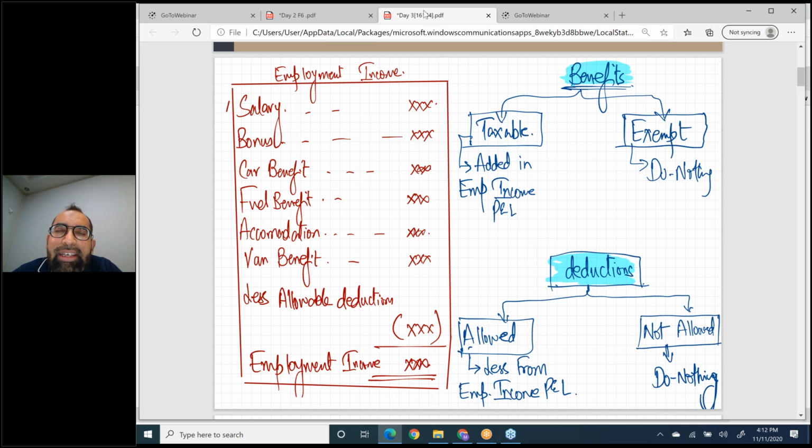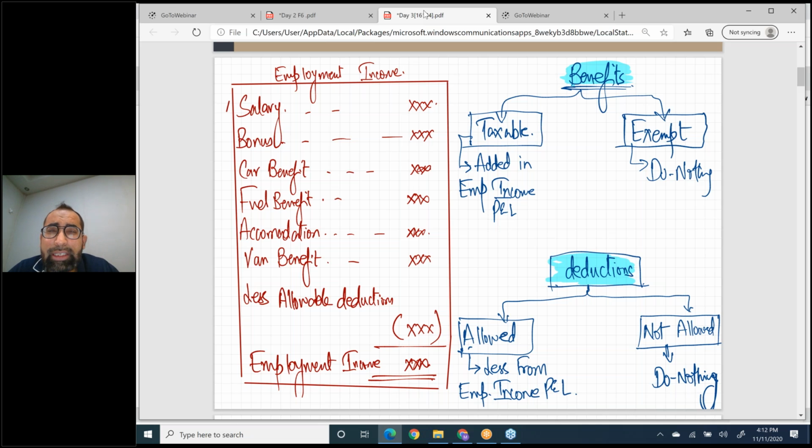What is the treatment of exempt benefit? For taxable benefit, you have to calculate it and add it in your employment income P&L. For exempt benefit, you just have to do nothing. Leave them and you will get the marks. Now, the second thing is what we call deductions.